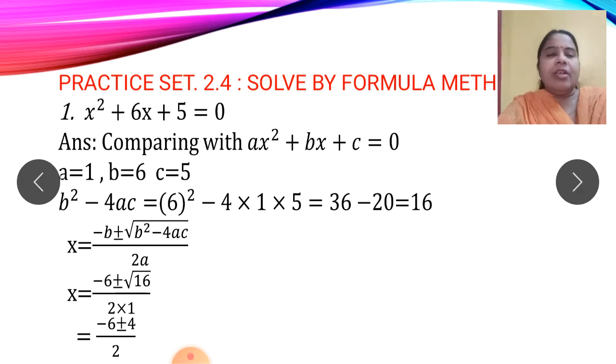Now based on this, let us start with practice set 2.4 to solve the sums by formula method. This is the first question. In this I am telling you step by step what things are required to be written, even in the board exam if such questions come. The first thing is, when you have an equation, try to compare it with the standard form, ax square plus bx plus c is equal to 0. Comparing means getting the values of a, b, c.